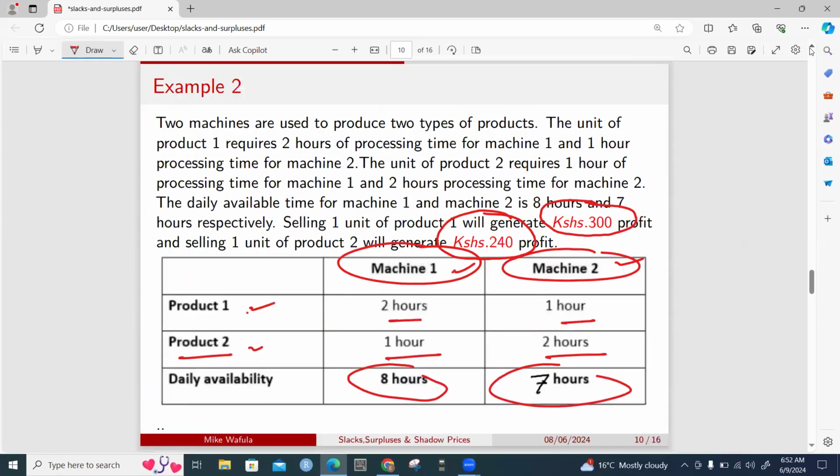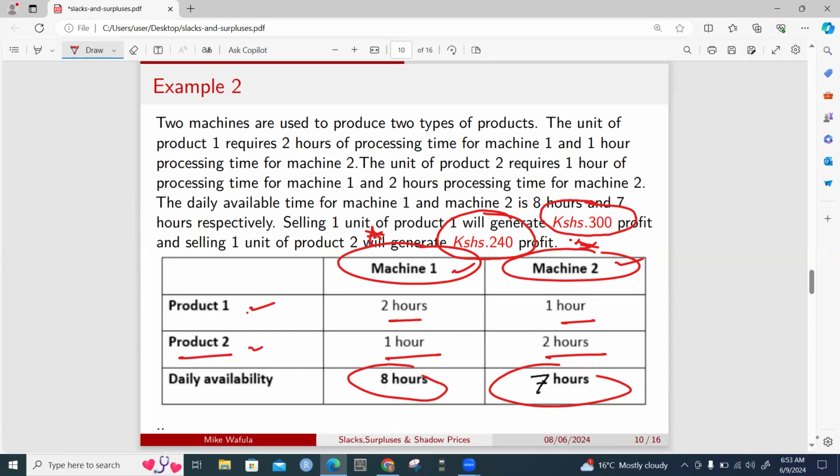Now you can see there are only two resource constraints, one associated with machine one and another associated with machine two. So it's not having so many constraints like the previous example. You only have these two resource constraints and two non-negative constraints, and then the objective function, which in this case is a maximization kind.